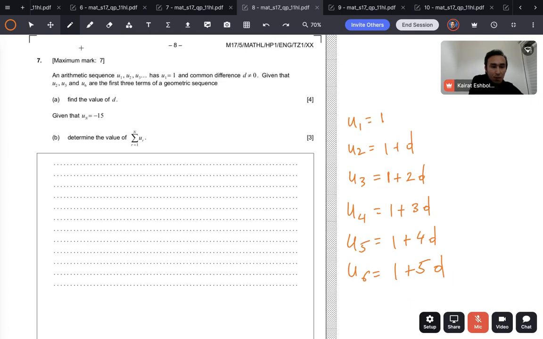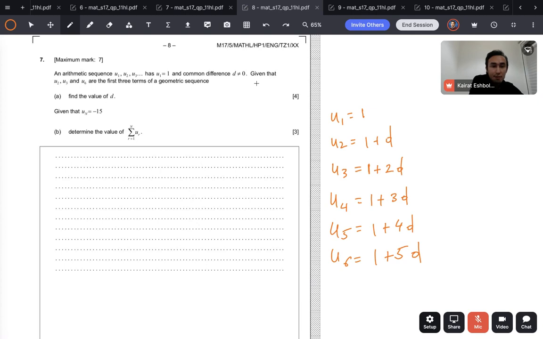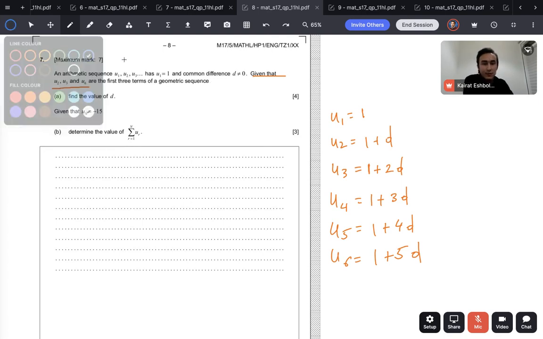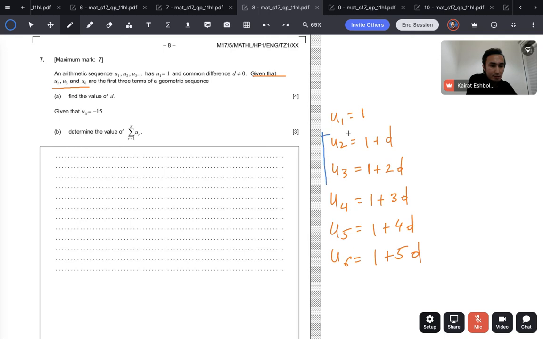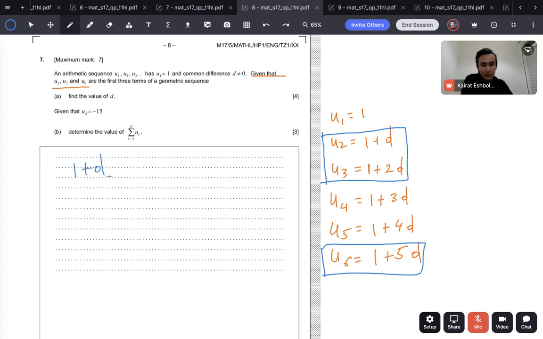But why am I writing this is because we know that given that they're saying U2, U3, U6 are the first 3 terms of geometric sequence. So let's focus on U2, on U3, and U6. So 1 plus D, right? 1 plus 2D, and then 1 plus 5D are the first 3 terms. So first term, second term, and third term in a geometric sequence.